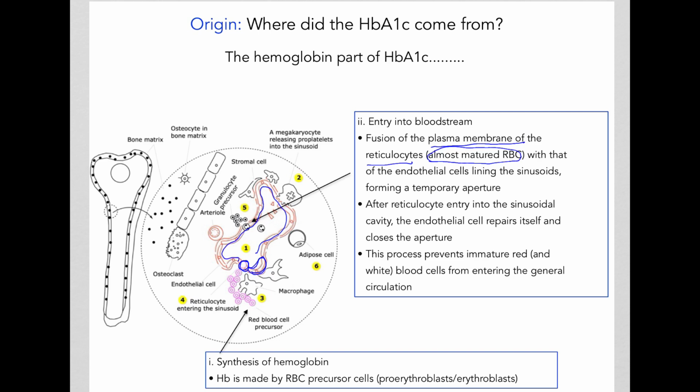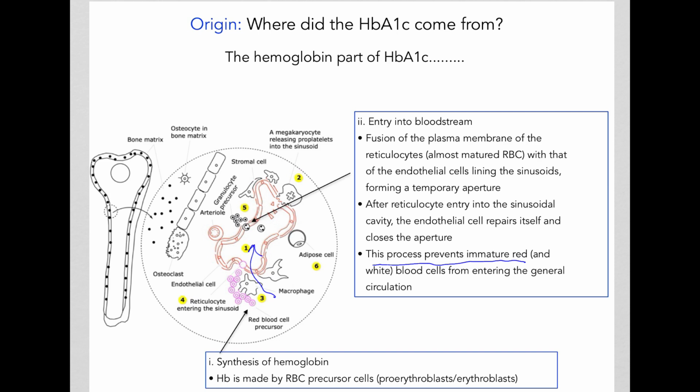And this fusion between the plasma membrane of the reticulocytes and the plasma membrane of the endothelial cells of the sinusoids forms a temporary aperture. After the reticulocyte enters the sinusoid cavity, the endothelial cell will repair itself and close the space. This process prevents immature red or immature white blood cells from entering the general circulation.